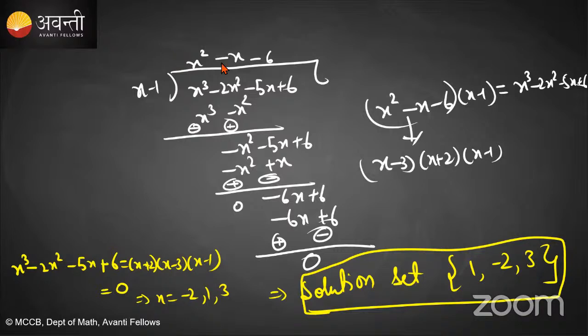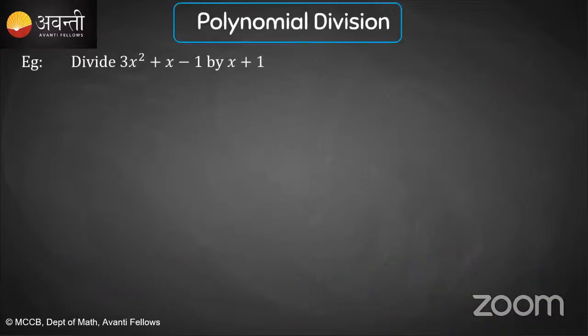So what do we have to do for a solution set? First find the roots of the polynomial, and then put all those roots in a set, right? That's all. So the solution set will come, right? So if it is clear, then let's proceed. If you don't have any doubt, then let's proceed further, okay? Chalo.